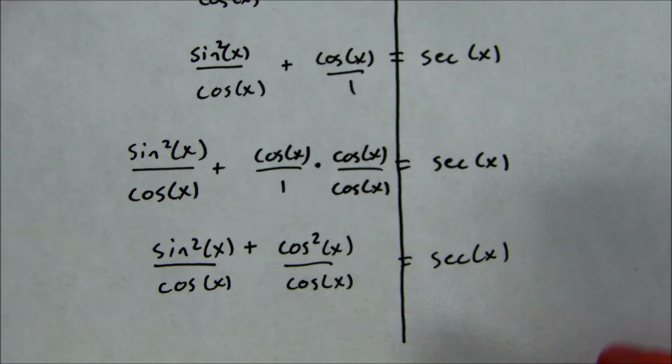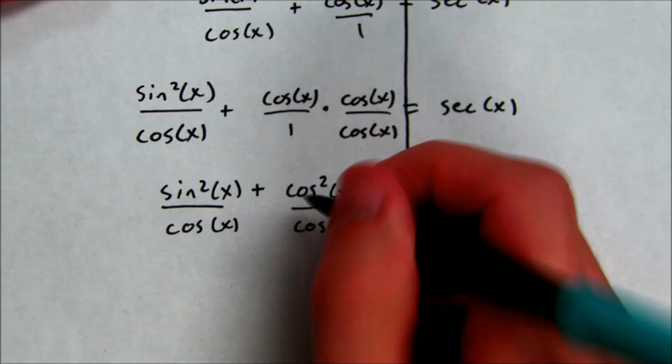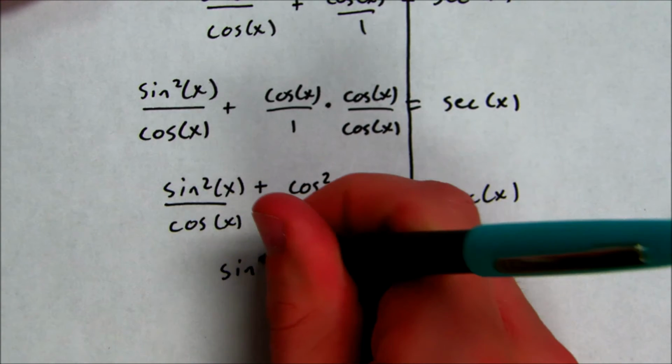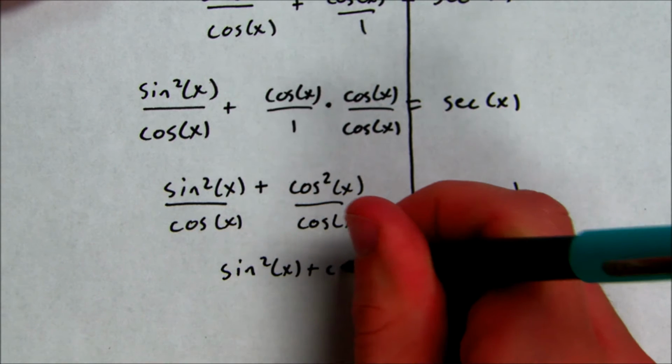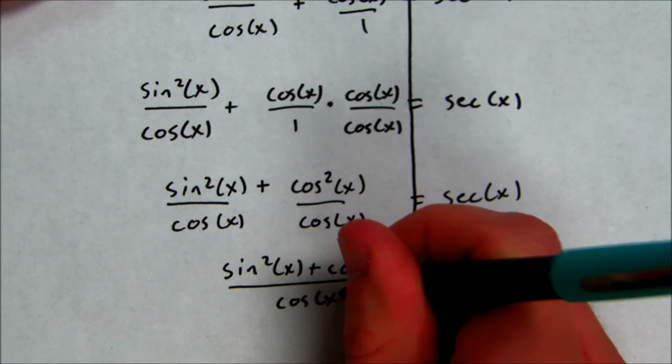Now, when we're adding fractions, remember the denominator does not change. So I'm just going to add the tops. I have sine squared x plus cosine squared x all over cosine, equal to secant.